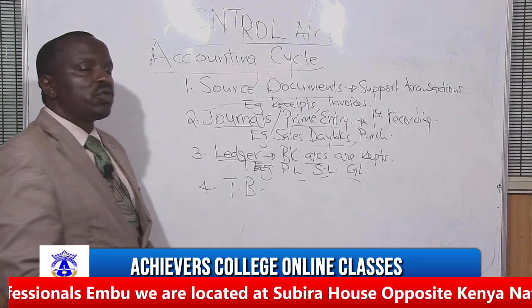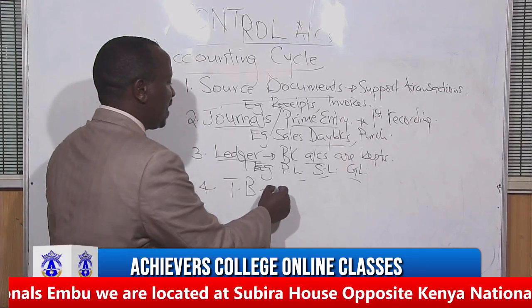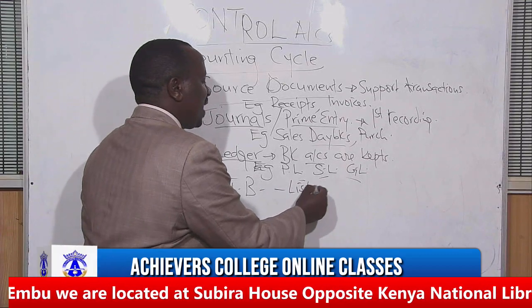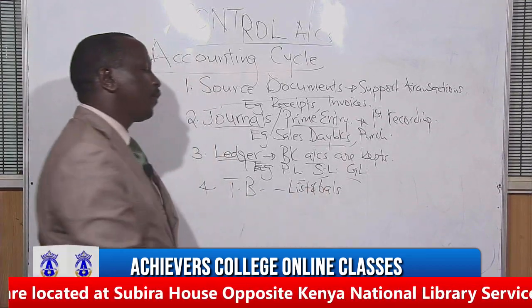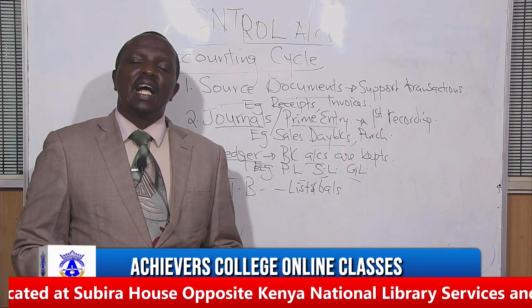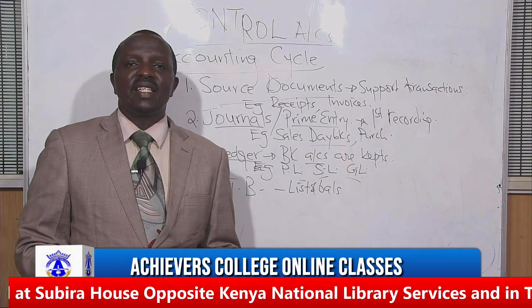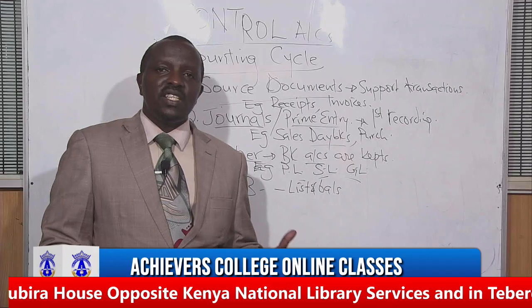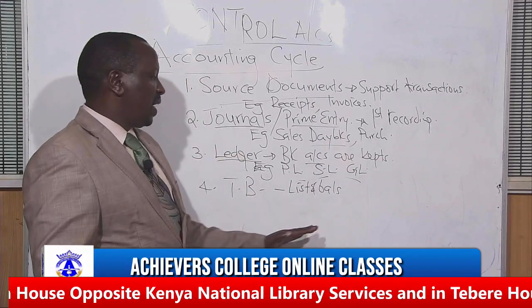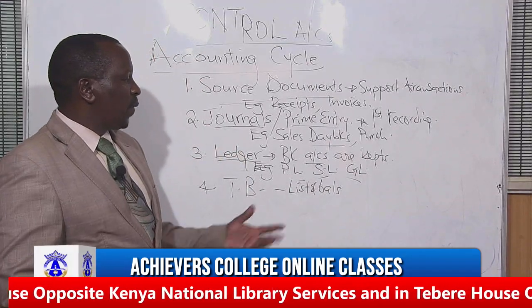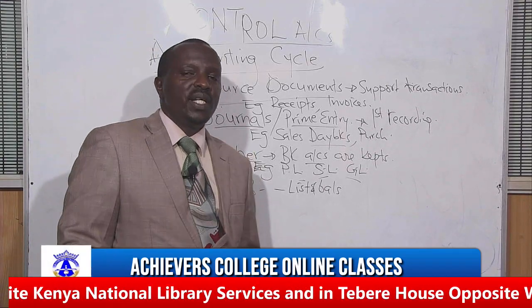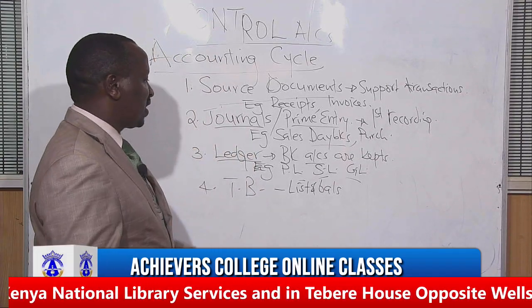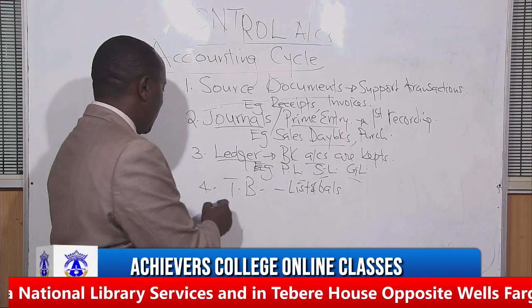We have to draw the trial balance. A trial balance is a list of balances extracted from the ledger accounts. It is self-balancing, and though there are some errors that it may not show, it is actually used to test the accuracy of the ledger.